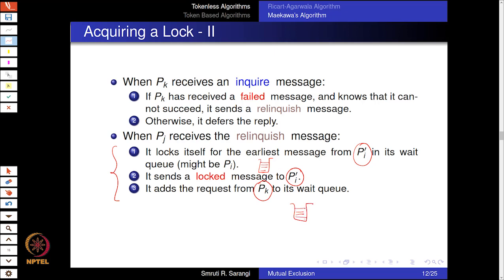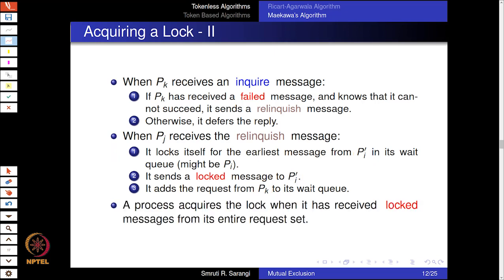So essentially the idea is that if there's somebody important at your door, you ask the person you are talking to on the phone to kindly hang up. And of course you are polite in the sense that you wait for a reply from that side. Right? So this is what is meant by PK deferring the reply. Alright, so this sounds simple enough.